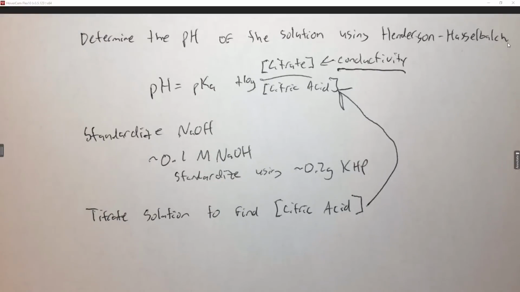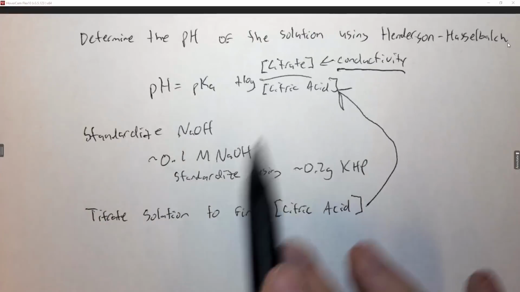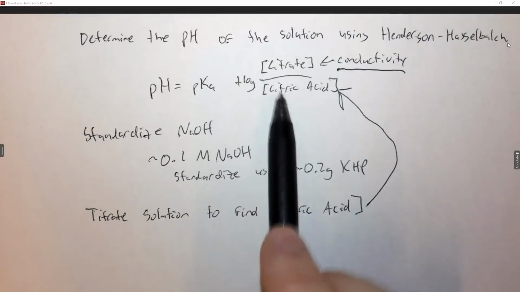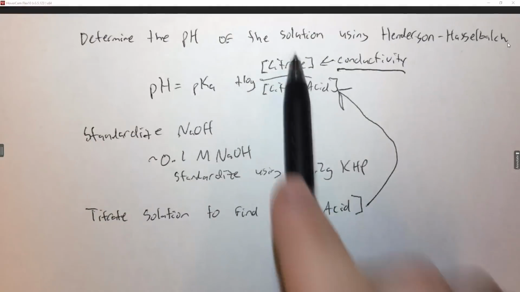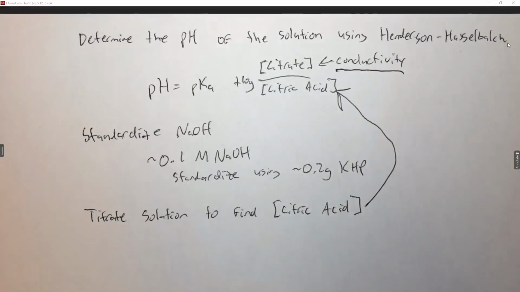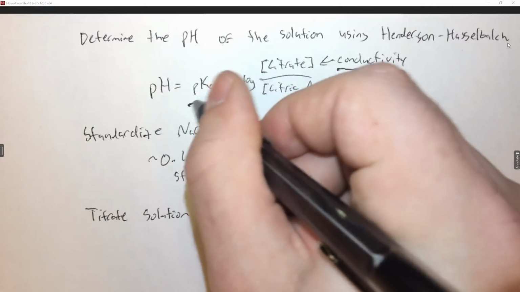It's important to note that you do not have to wait for them to finish to perform all of the lab work that you're doing. You can do everything except substitute your variables into this equation before they are done, and then once they're done, you can substitute in your conductivity value. The only other thing you need to plug in is the pKa.